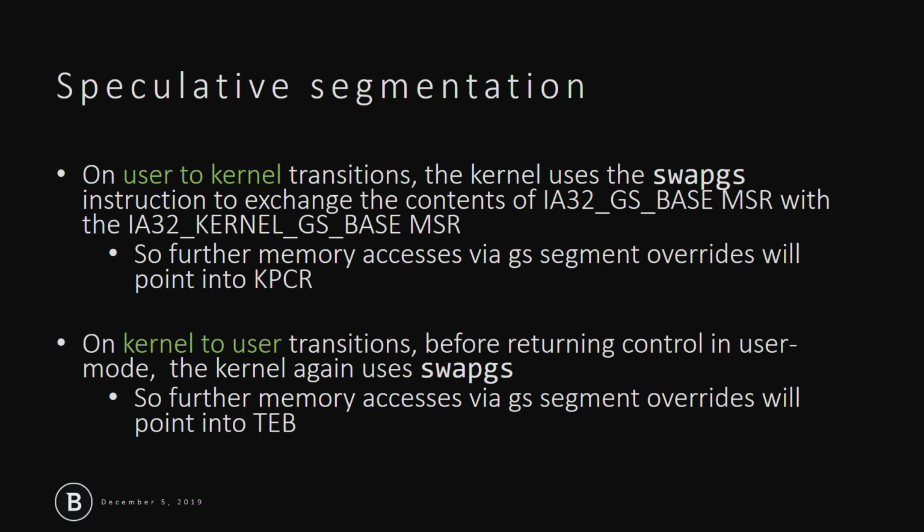On user-to-kernel transitions, the kernel uses the SWAPGS instruction to exchange the contents of the IA32_GS_BASE MSR with the IA32_KERNEL_GS_BASE MSR. So further memory accesses via the GS segment overrides will point into the kernel processor control region. And on kernel-to-user transitions, before returning control to user mode, the kernel again uses SWAPGS. So further memory accesses via the GS segment overrides will point into the thread environment block in user mode.